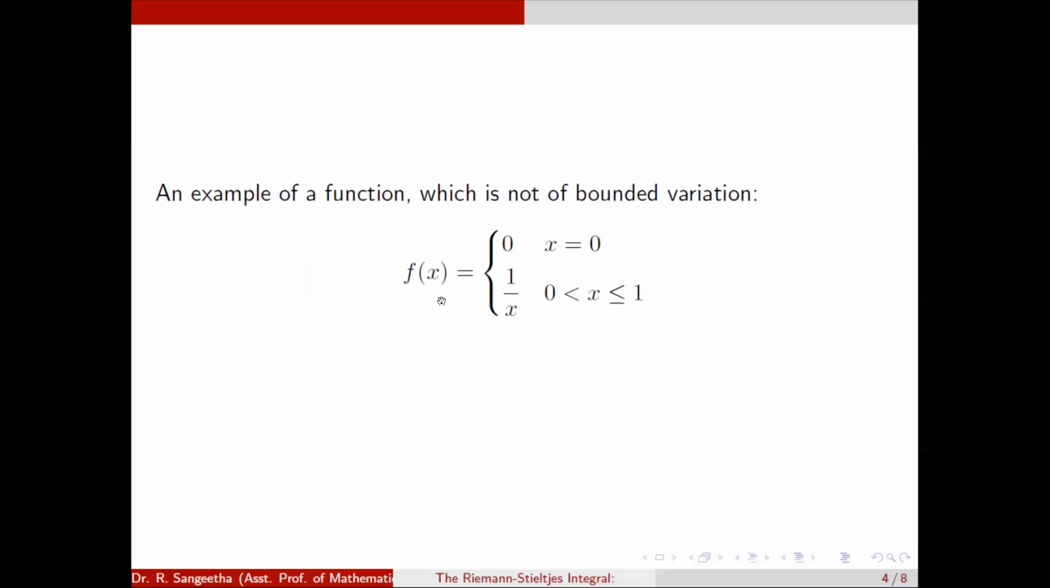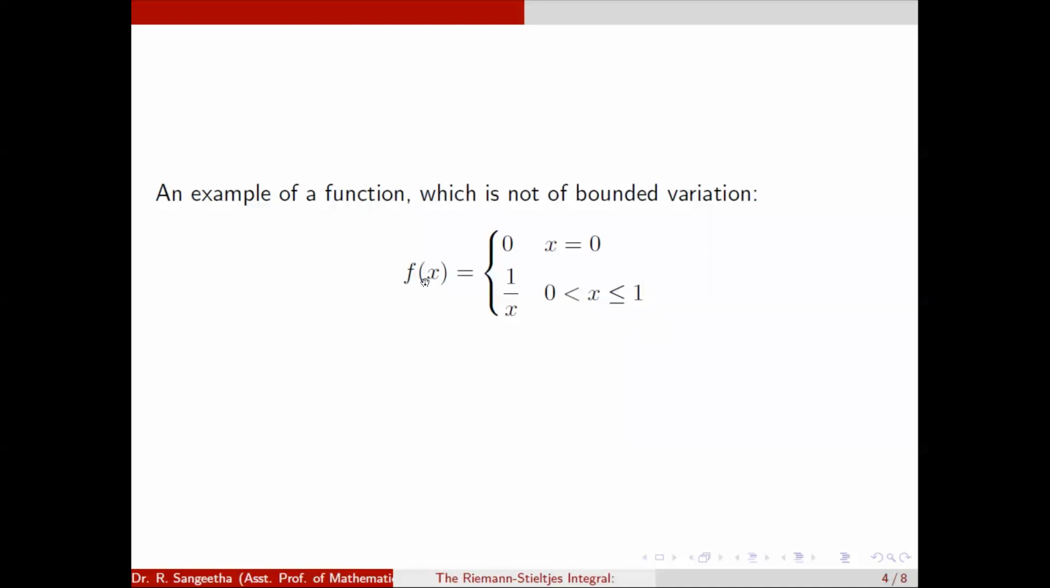If you take f of x equal to 0 if x equals 0, and f of x equal to 1 by x if x is greater than 0 and less than or equal to 1. Actually, you can prove that this is not a function of bounded variation. It's very simple because we are considering the closed interval [0, 1]. Our partition points are of the form 1 by 2, 1 by 3, 1 by 4, 1 by 10, like that.